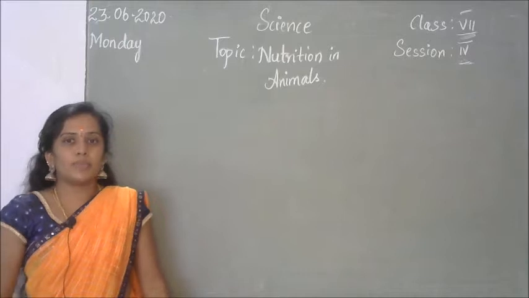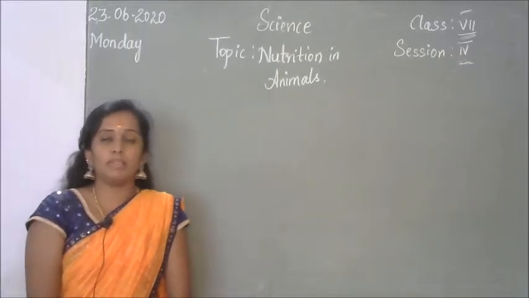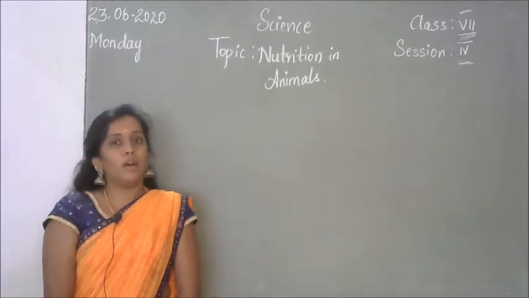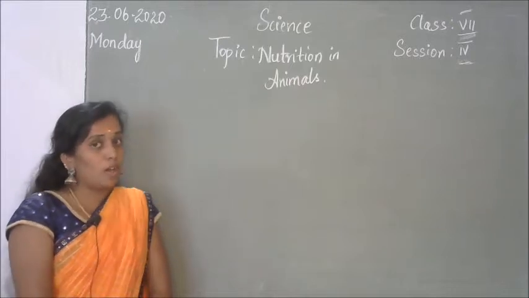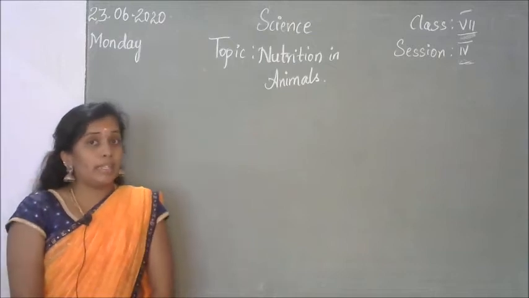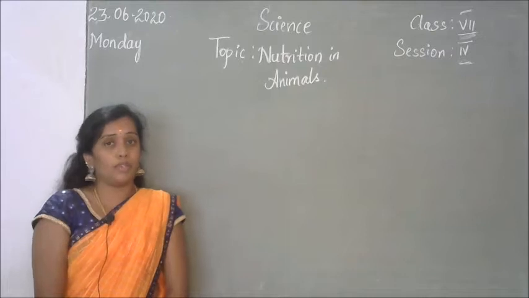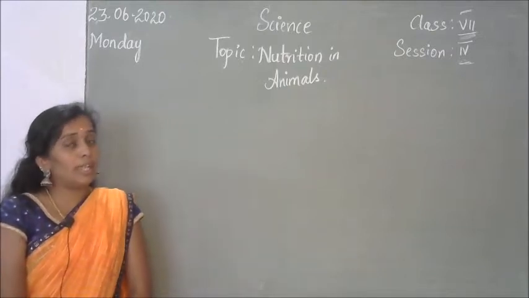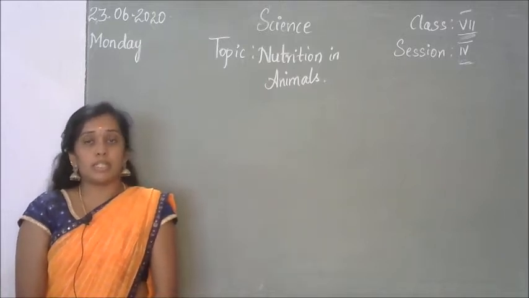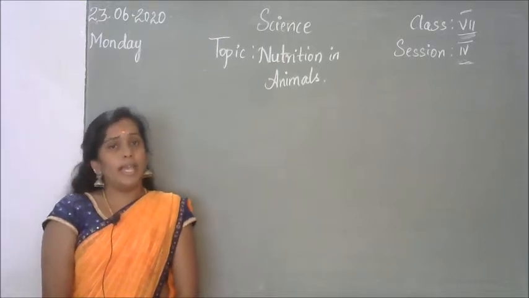In the last class we were learning how plants can prepare their own food, but animals and human beings cannot prepare their own food. They depend on plants or on animals that eat plants. So we can tell that animals and human beings are directly or indirectly dependent on plants for food. We also learned that nutrients like carbohydrates, proteins, vitamins and minerals are the components of food, and these are utilized by the body, and that is called nutrition.